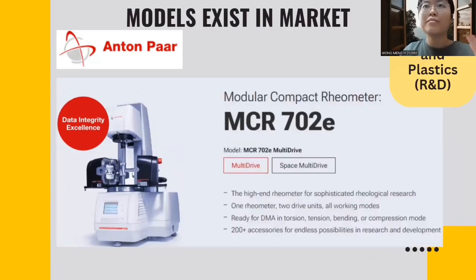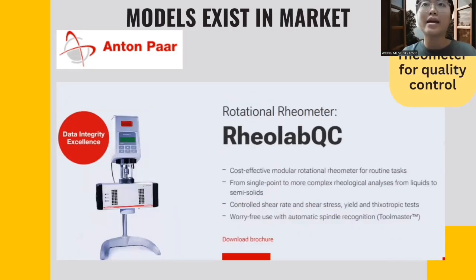One of them is the MCR 702e, which can be used for research purposes such as polymers and plastics. And the second example is the Rheolab QC, which is a compact rheometer used for quality control.